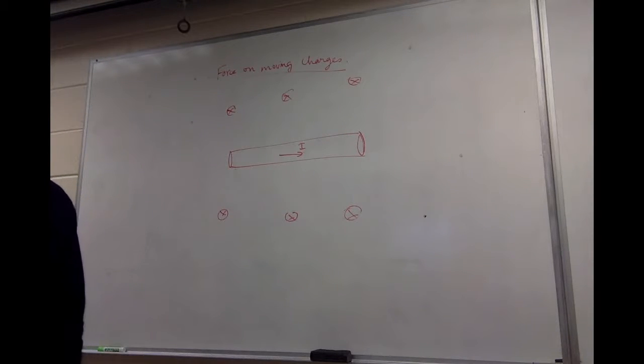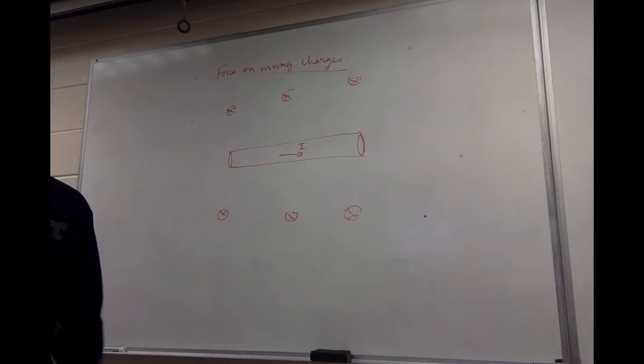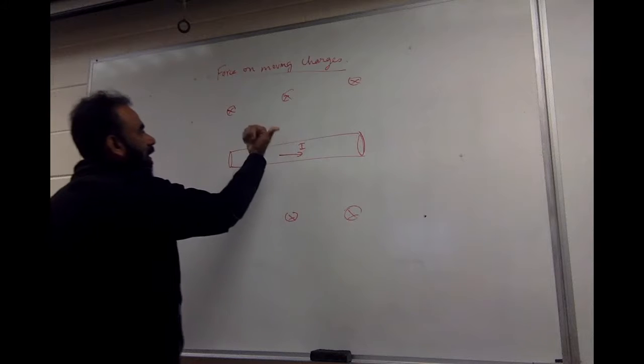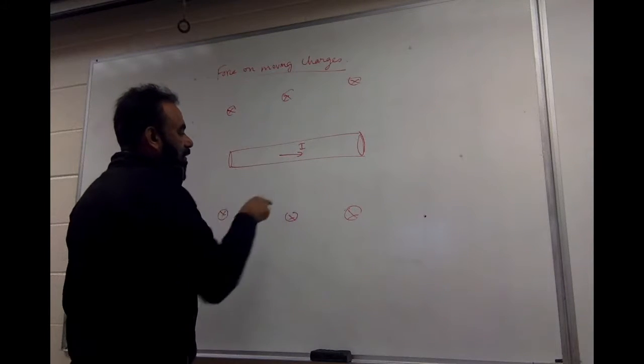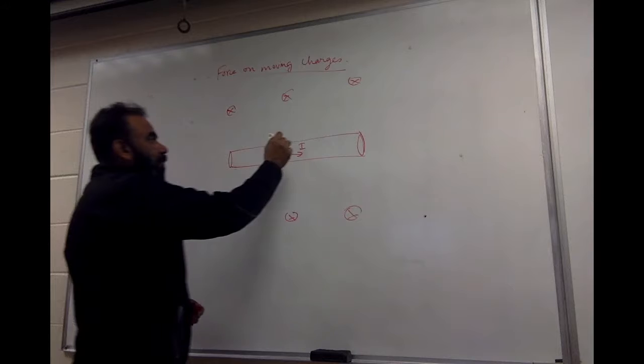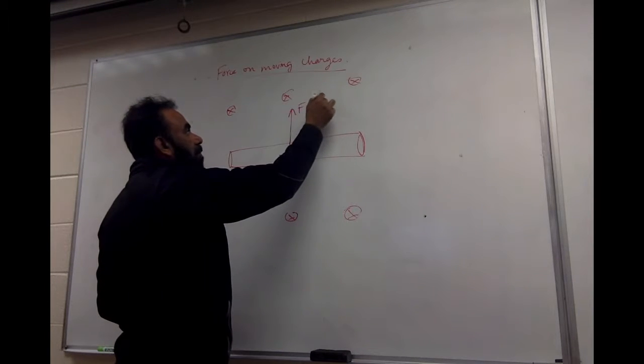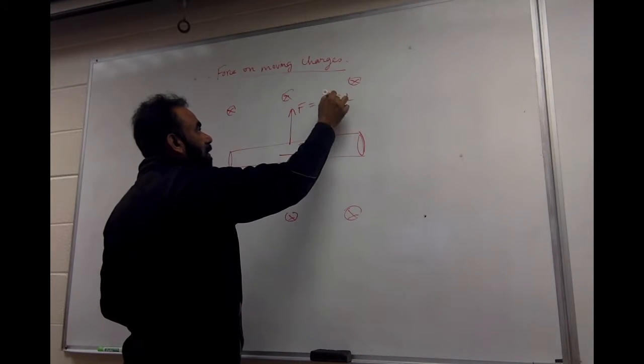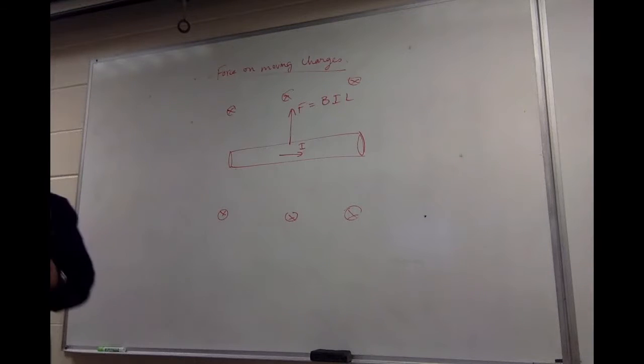Does that mean that the field on top is weaker than the field on the bottom? Exactly. There's more crowding down here, so it's going to be in this direction. So that's a conductor that's carrying current and it's going to experience a force upward. And the force is BIL, where we're looking at perpendicular.